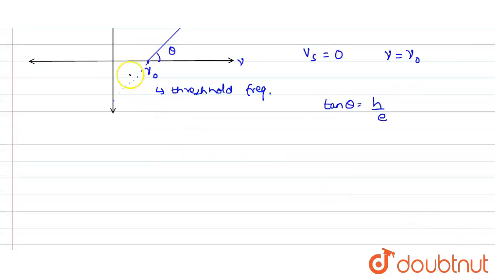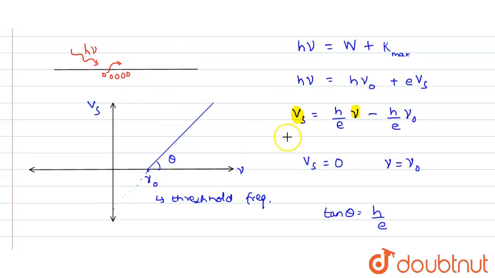Now how can we get the value of the stopping potential? If we know the frequency, from the graph we can just plot it. For example, if at some point we know the value of the frequency, then from this graph, reading on the vertical axis, we can get the stopping potential. That means stopping potential is dependent upon the frequency.